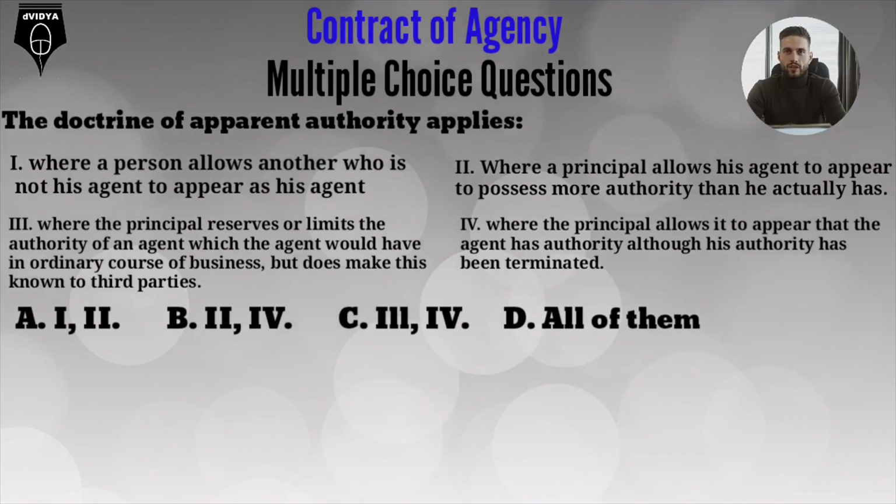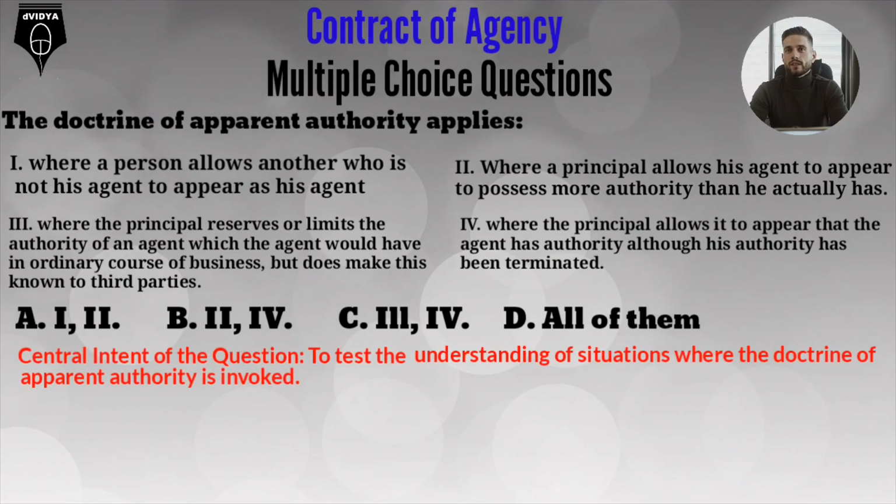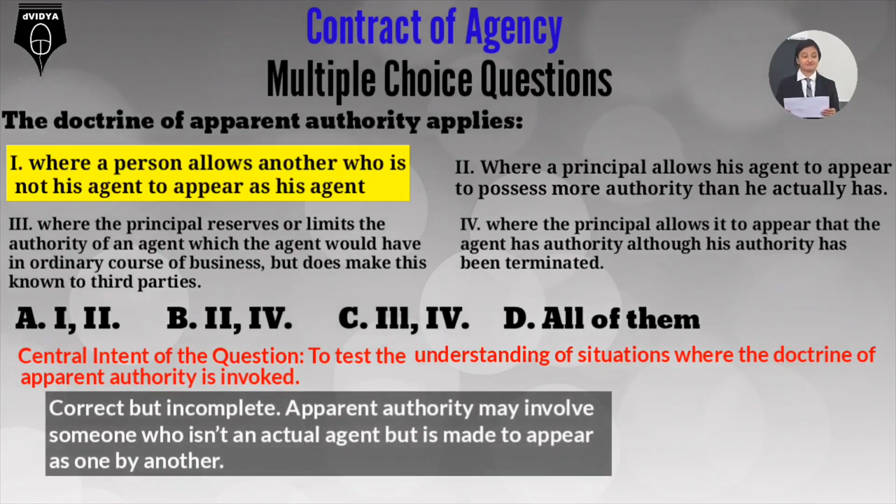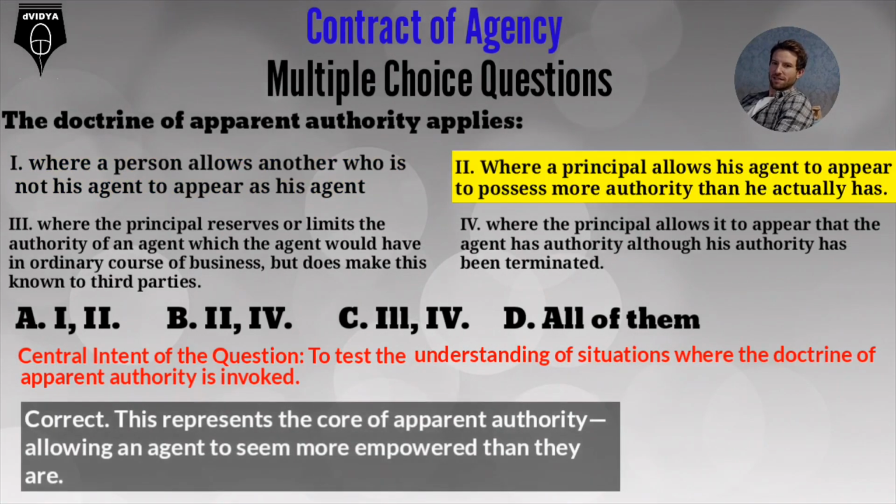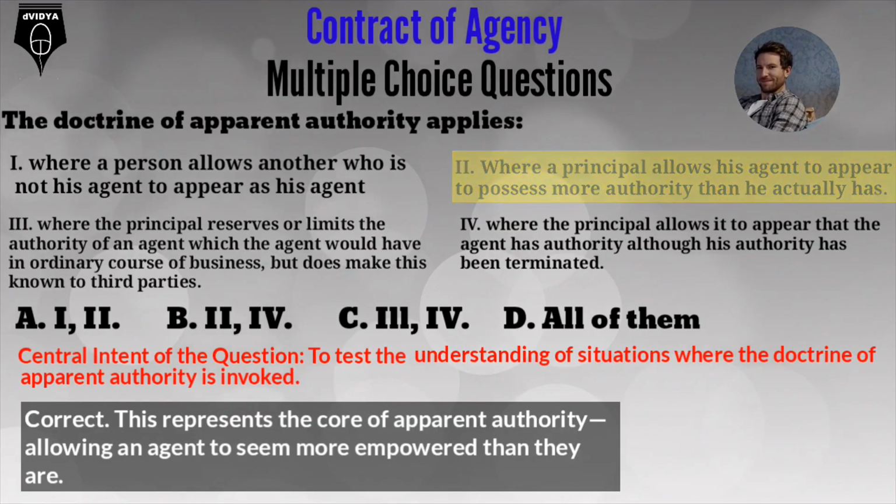Option A: 1, 2. Option B: 2, 4. Option C: 3, 4. Option D: All of them. Central intent of the question: to test the understanding of situations where the doctrine of apparent authority is invoked. 1. Correct but incomplete. Apparent authority may involve someone who isn't an actual agent but is made to appear as one by another. Second, correct. This represents the core of apparent authority, allowing an agent to seem more empowered than they are.